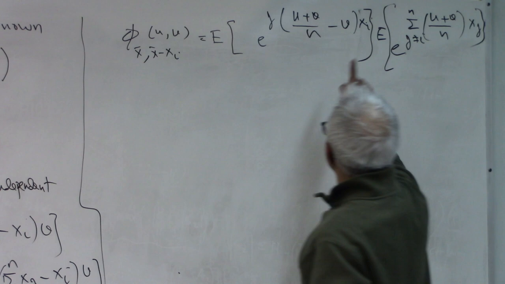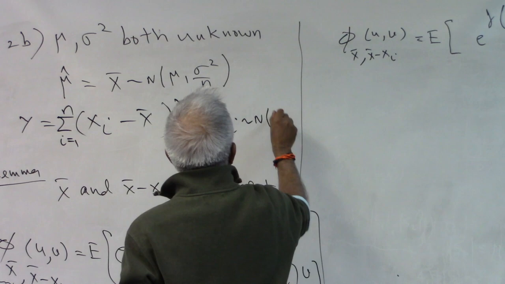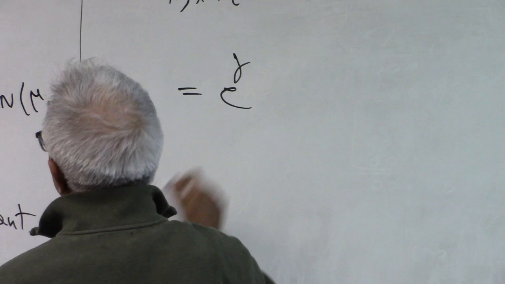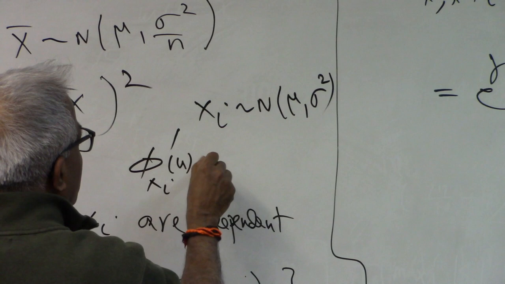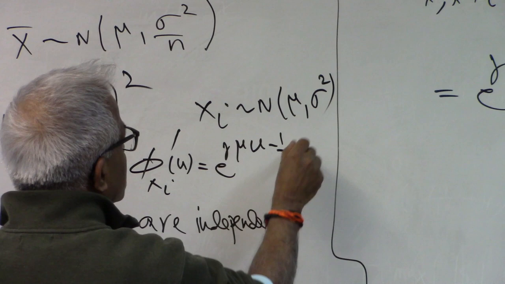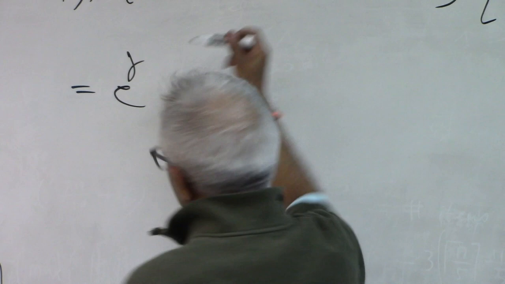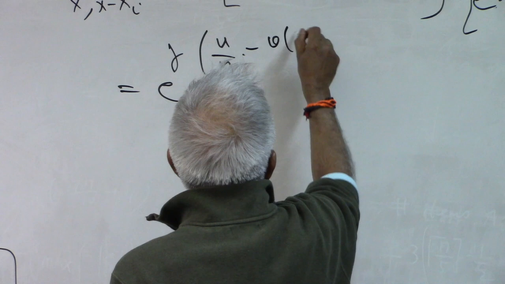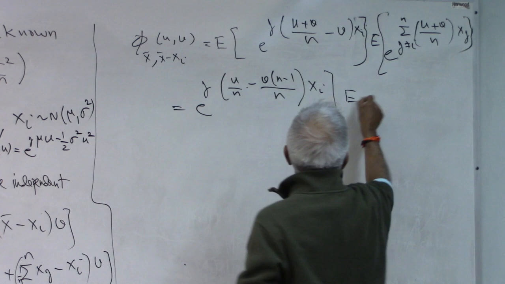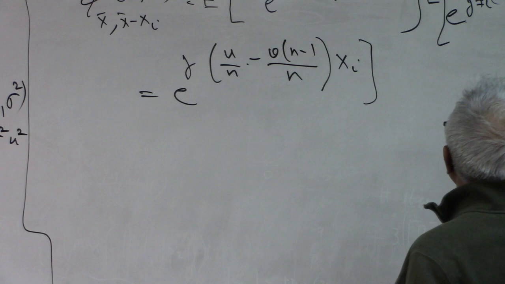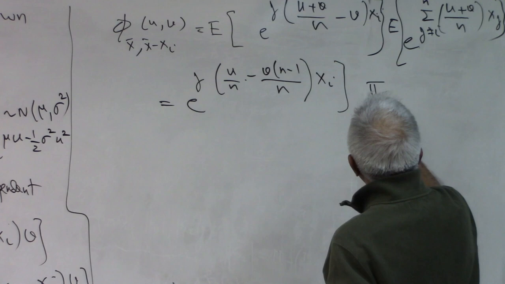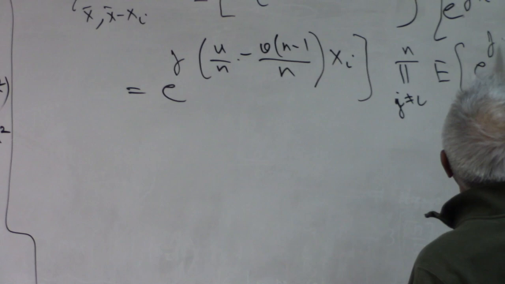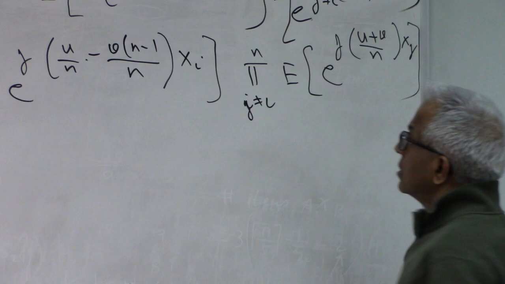So here, remember, xi is Gaussian with mean mu and variance sigma squared, each of them. So let me substitute the result. Remember, the characteristic function of any xi is e raised to j mu u minus half sigma squared u squared, right? So let me simplify it one more step. So this becomes e to the power j times (u/n − v(n−1)/n) for xi. And here you have n minus 1 random variables. All of them are independent, so I can take it outside, the product over j not equal to i up to n, of the expected value of e to the power j(u + v)/n times xj, right? Yes?